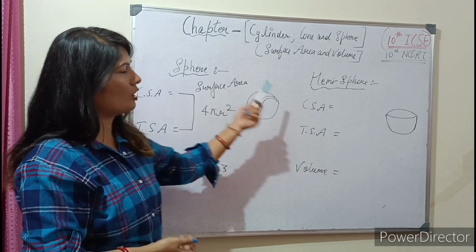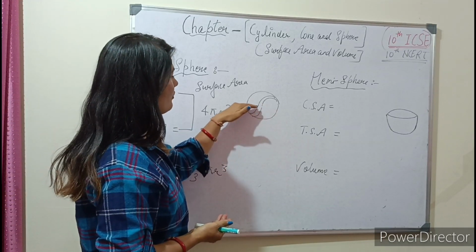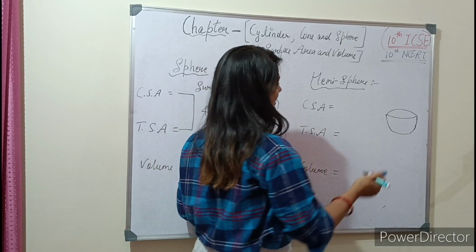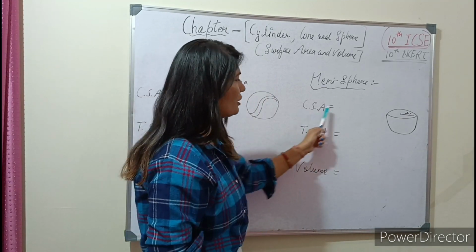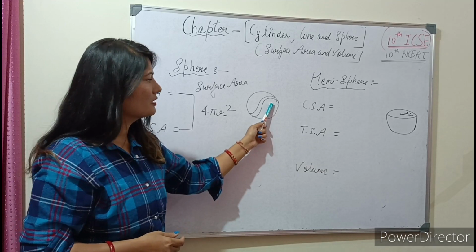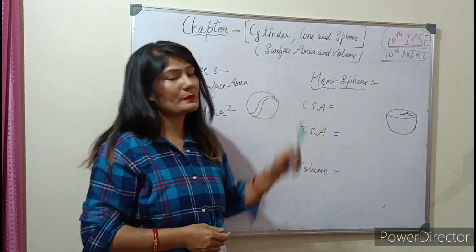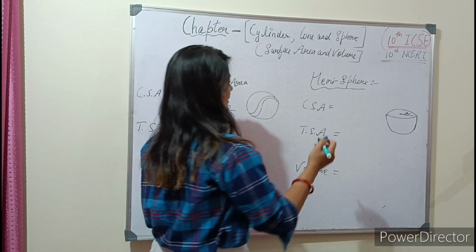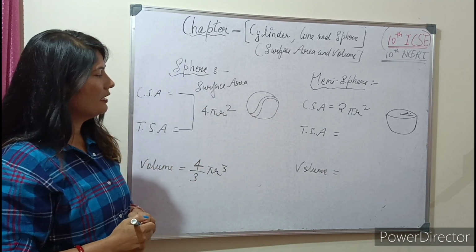Now moving to the next topic, that is hemisphere. Hemisphere means if you cut this ball from the middle, you'll get a hemisphere, right? In this case, this is the radius. Now if you have to find the CSA of the hemisphere, hemisphere means half of the sphere. The CSA of sphere is 4 pi r square, so half of 4 pi r square is 2 pi r square. So the CSA of hemisphere is 2 pi r square, right?